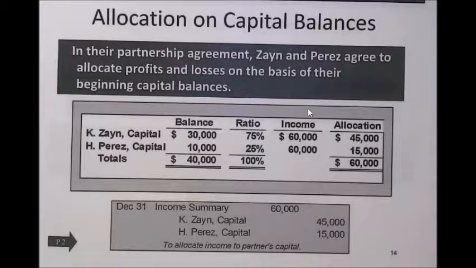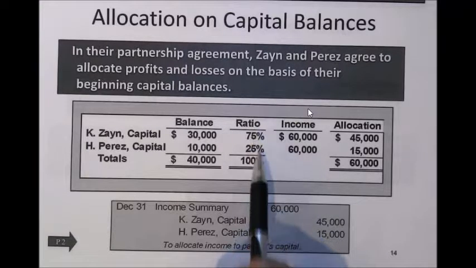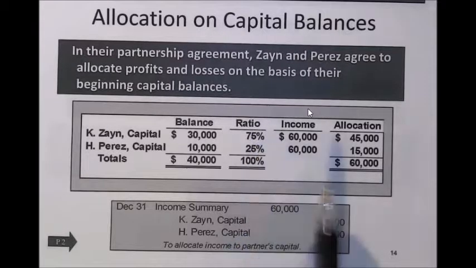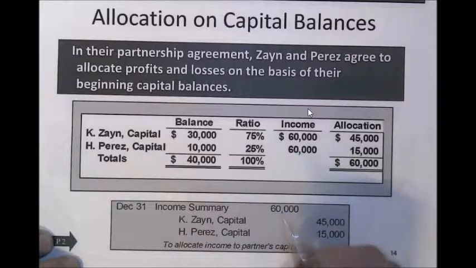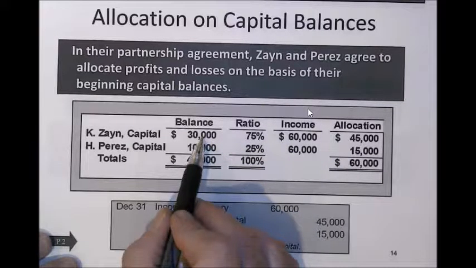Again, this one was fairly straightforward. We just did it according to the ratio of their percentage of ownership, right? Another way you could have done this, and this would have worked too, is the ratio of the capital balances, right?